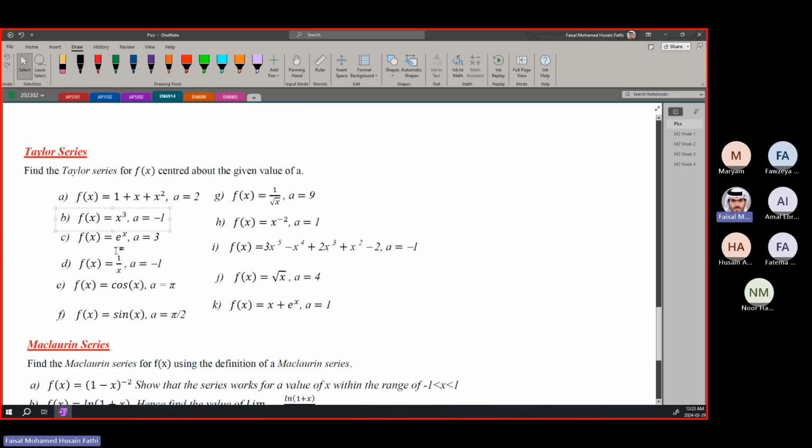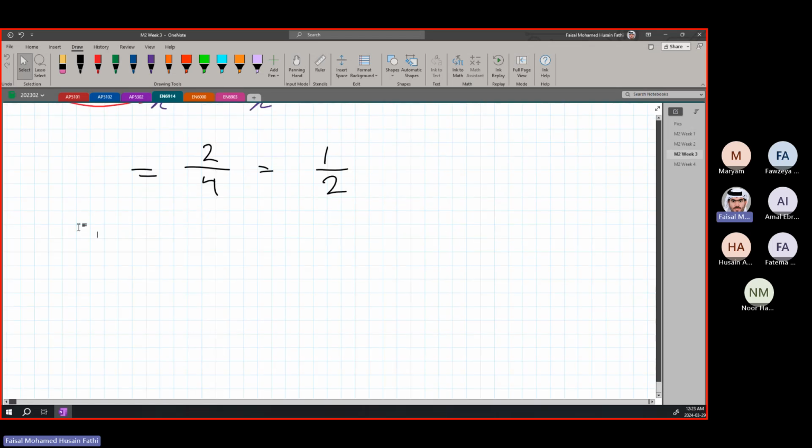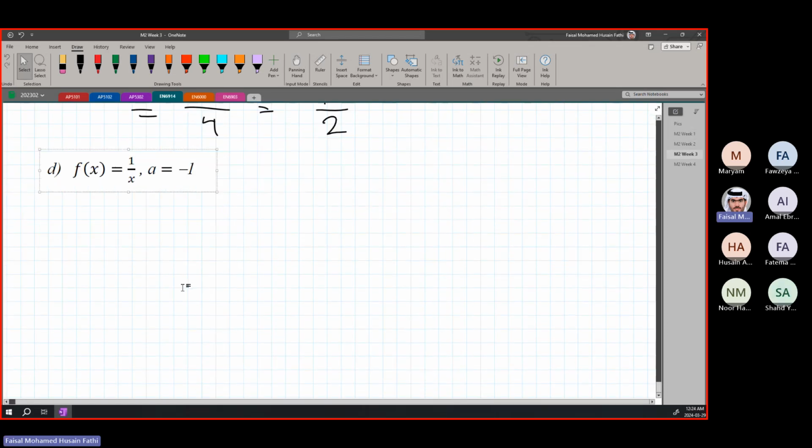Actually, this is also the same. Let's do e to the power of x. Actually, let's do 1 over x. Okay, let's do 1 over x. It's a bit more complicated. Let's do 1 over x.